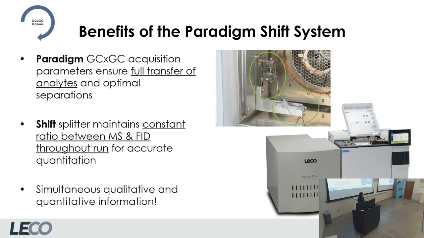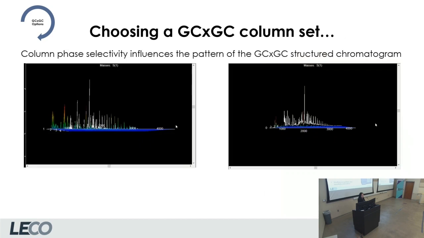So we've got simultaneous qualitative and quantitative information. So for everyone here who likes to look at chromatograms, I've got several pretty ones to look at. Choosing the GC by GC column set is often the first step you've got to do when you're deciding how to do your analysis.